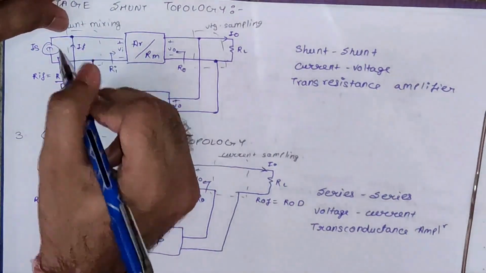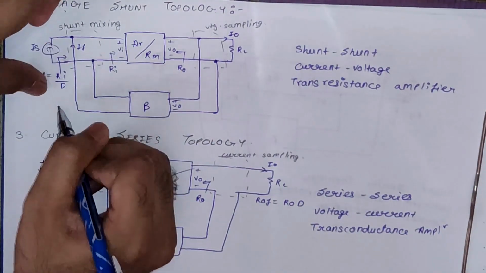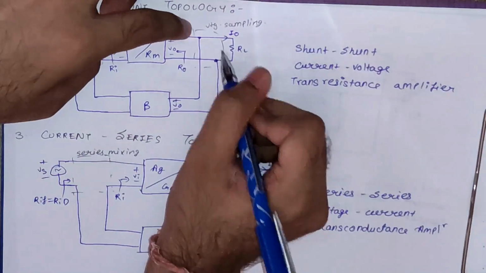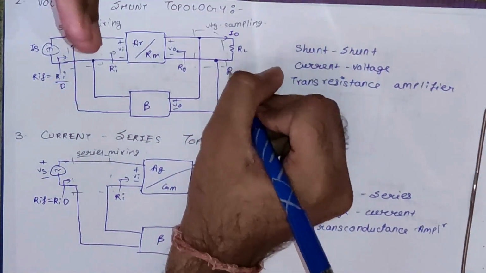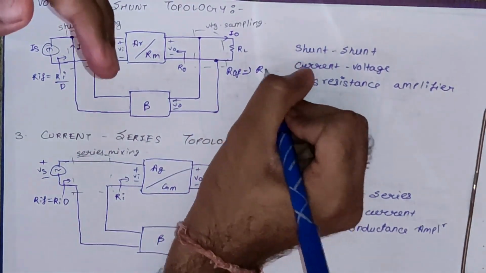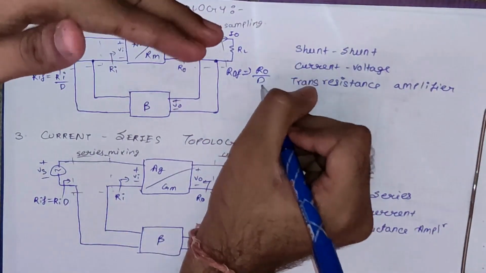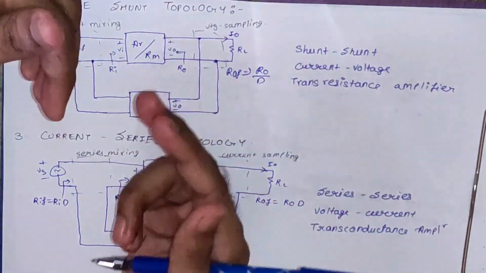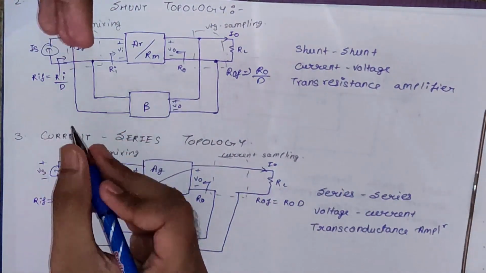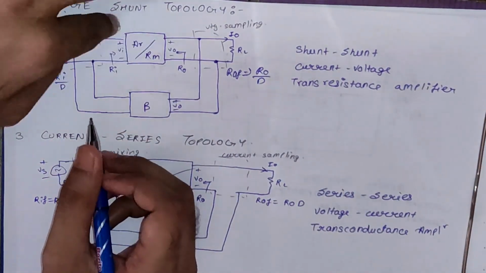So let's see the effect on the resistance here. Here we have a shunt, so the input resistance is going to decrease. Here we have shunt, so the output resistance is also going to decrease. So ROF will be RO by D. Wherever the resistance decreases, you divide by the desensitivity factor. Wherever the resistance is increased, you multiply it by the desensitivity factor.